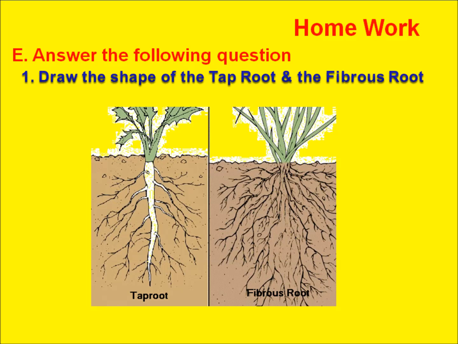As we know, all is well that ends well. Now it's time for homework. I am sending you homework. All of you will do it properly. Your first question is: draw the shape of the taproot and the fibrous root. You will draw your diagram very neatly. Neatness is first, keep it in your mind.